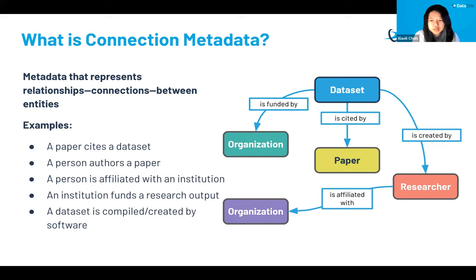For example, you could have connection metadata for a paper citing a dataset, a person authoring a paper, a person's affiliation with an institution, funding a research project that generates many outputs, or a dataset being generated by a piece of software. These are all relations we can represent in metadata. So this metadata helps facilitate interoperability between persistent identifiers and persistent identifier systems and open research infrastructure in general.